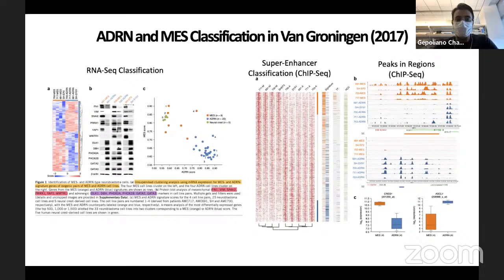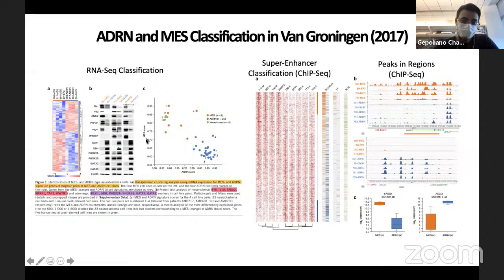There are many ways in which we can classify these adrenergic and mesenchymal cells, or rather adrenergic and mesenchymal tumors. And these are some of the technologies that we use to classify these cells and the tumors. So this paper is from 2017 and people used RNA-seq. You can see this is a machine learning technique called hierarchical clustering. So you can classify the mesenchymal cells and they're different than the adrenergic cells. So you can basically separate or cluster the adrenergic and mesenchymal cells.